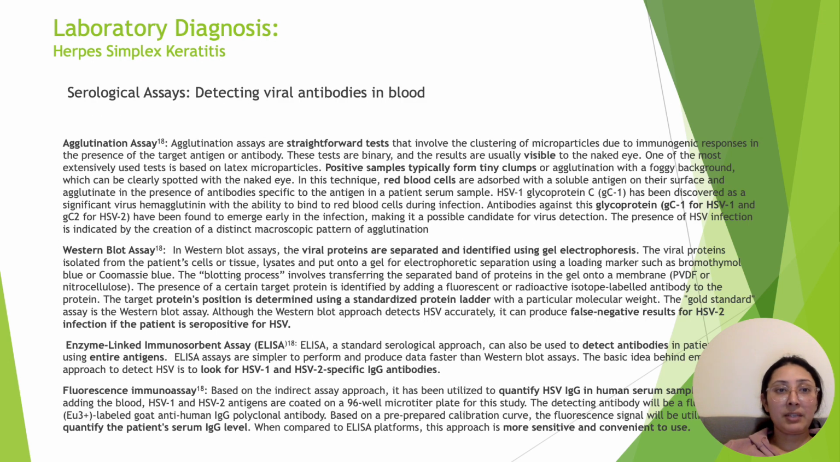Here are different types of serological assays, such as agglutination assay, Western blot assay, fluorescence immunoassay, ELISA. They all detect the viral antibodies in blood in different ways, especially the glycoproteins.